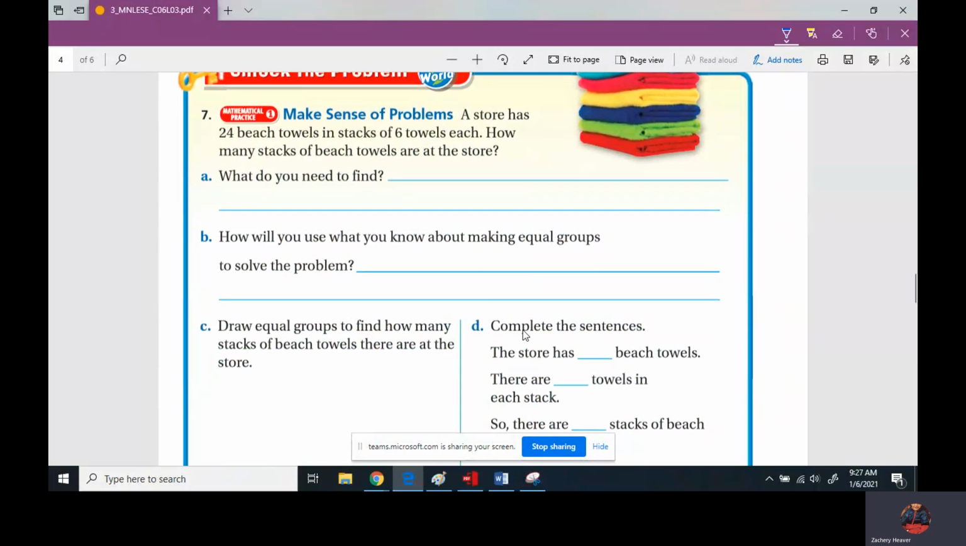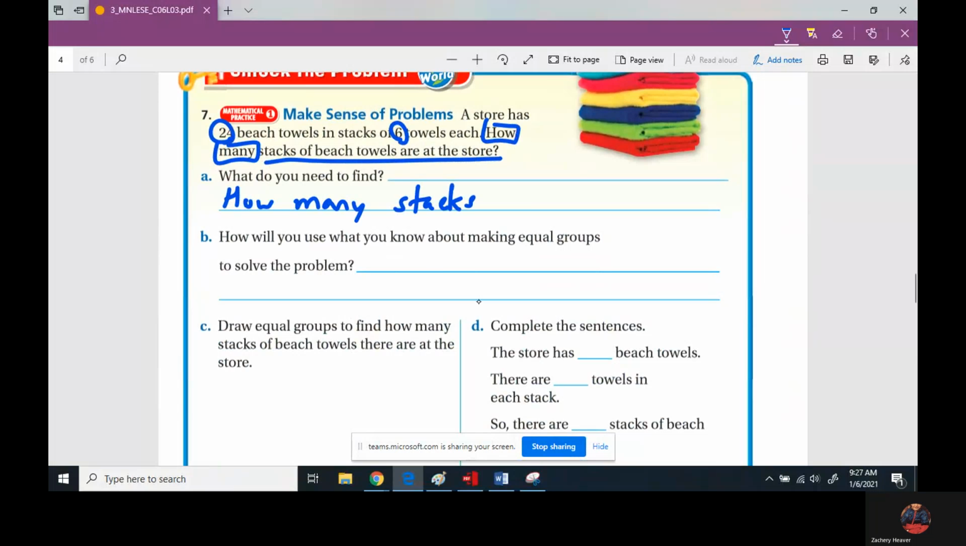The next one. A store has 24 beach towels in stacks of 6 towels each. How many stacks of towels are there at the store? So what do we need to find? We need to find how many stacks. How many stacks of towels?